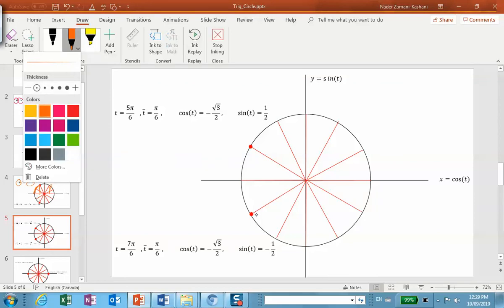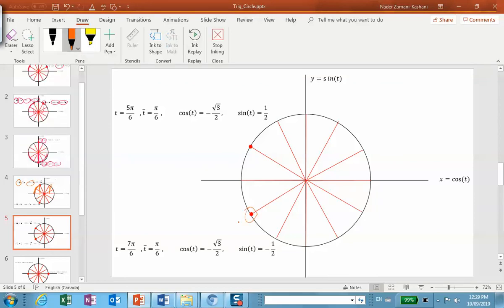We are interested in this angle. I don't want to call it angle. I'll call it the value of the parameter, 7 pi over 6, for example. These two will have the same x value. Therefore, they're both negative. Cosine of 7 pi over 6 is the same as cosine of this fellow, which is negative, and the sine are also negative.